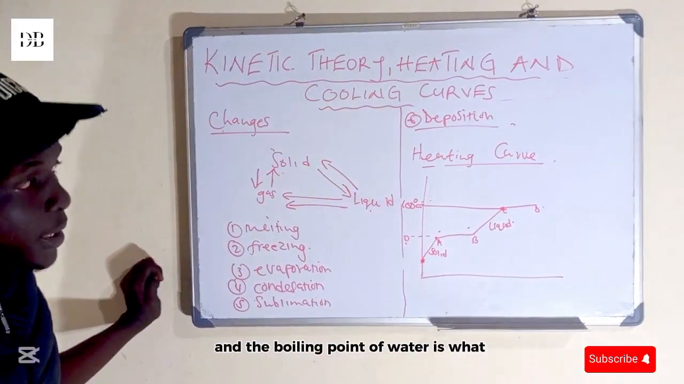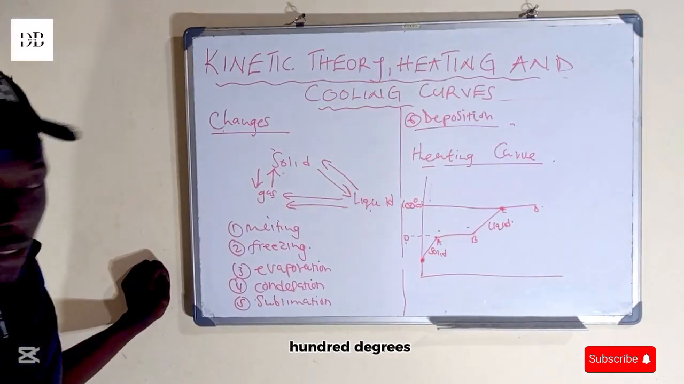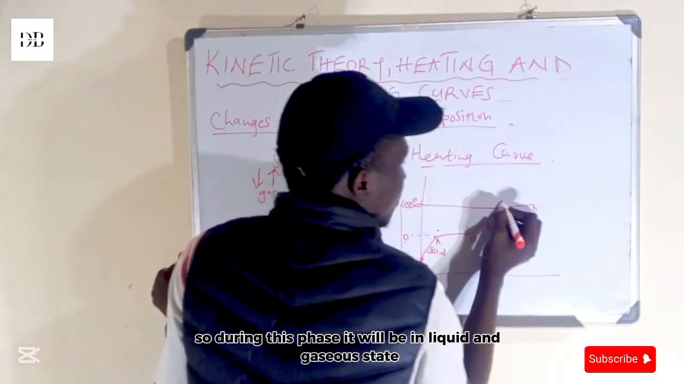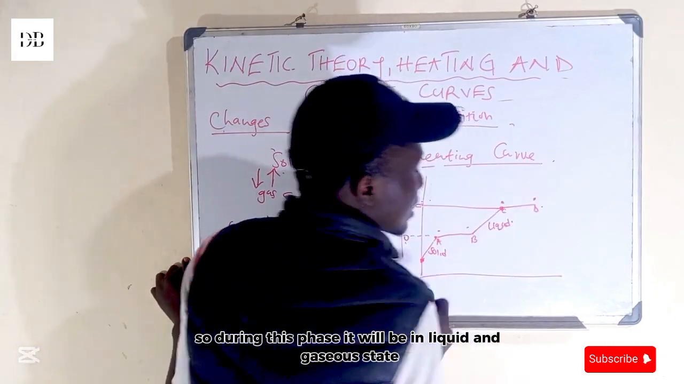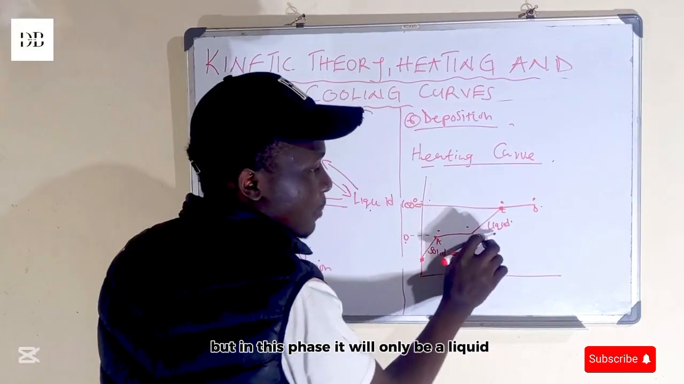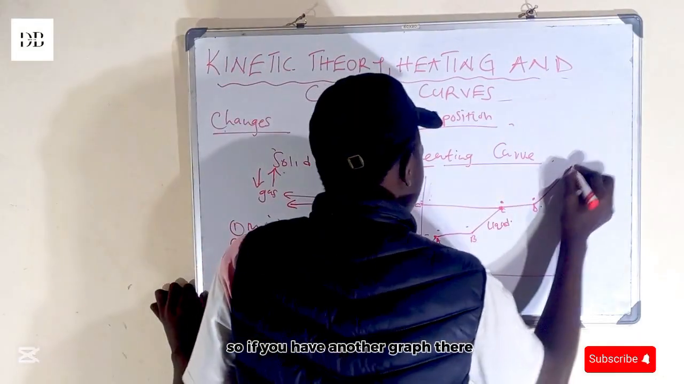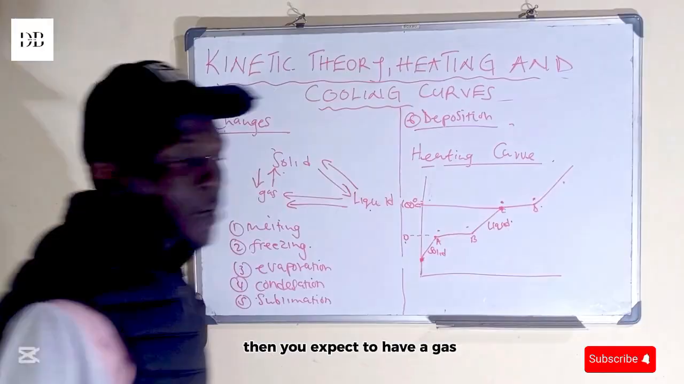Then the point where it changes from a liquid into a gas is what we call the boiling point. And the boiling point of water is 100 degrees. During this phase, it will be in liquid and gaseous state, but in this phase, it will only be a liquid. If you have another graph there, then you expect to have a gas.